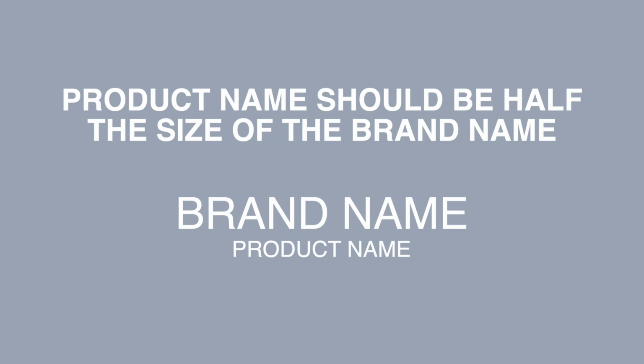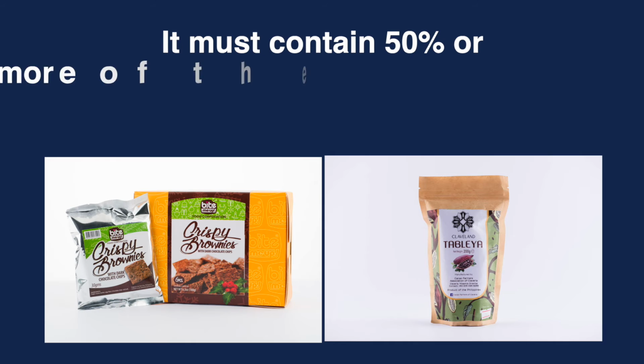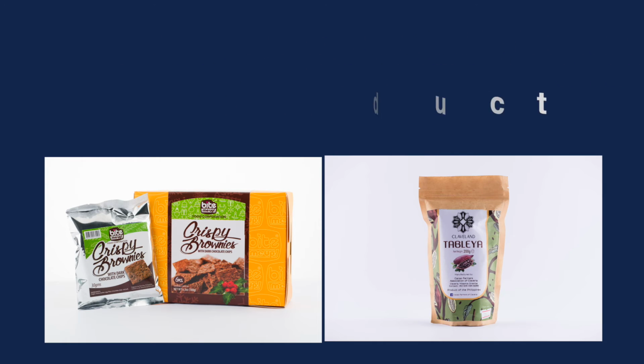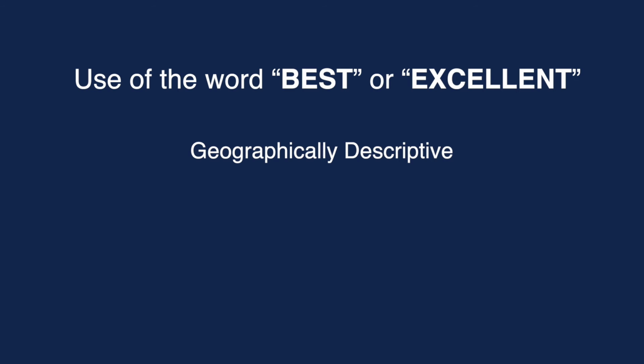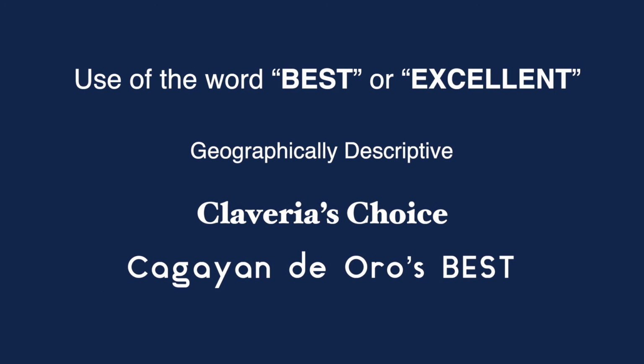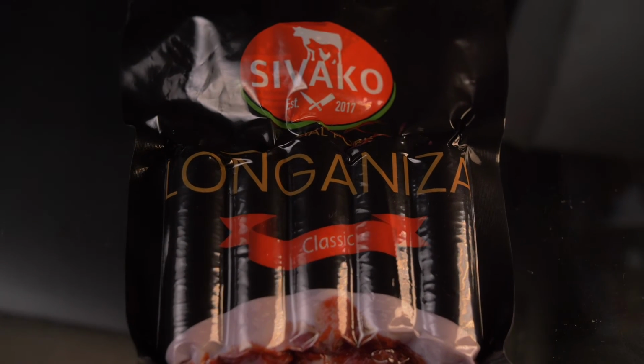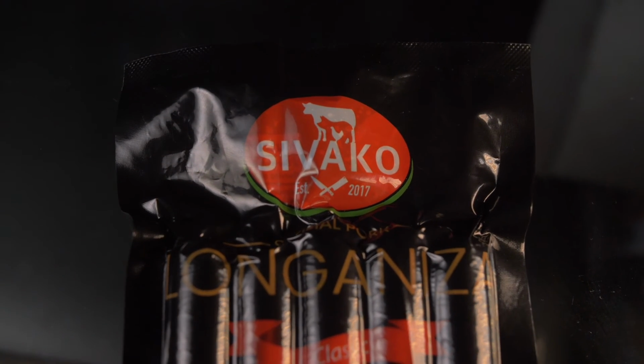For your brand name, the name should be specific and indicate the true nature of your food. Remember that the product name should be half the size of the brand name. And if you prefer to make the ingredient as your product name, it must contain 50% or more of the ingredients of your product. Listed below are the restrictions for your brand name and cannot be registered with FDA. Here is an example of the product's brand name and product name.